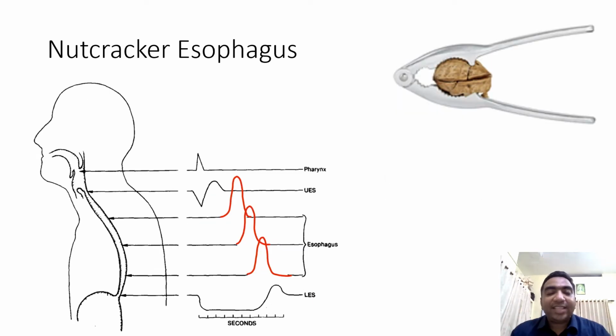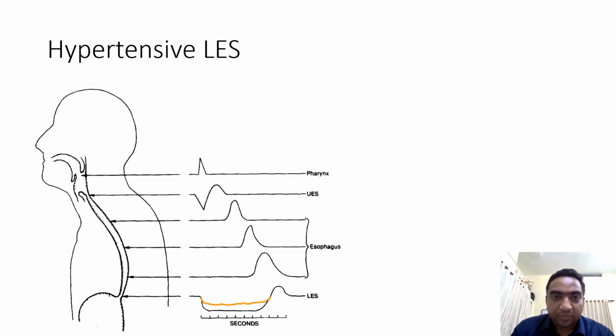Now, next thing which was found was Nutcracker esophagus. It is named Nutcracker because the contractions of the esophagus are very powerful. So like a nutcracker, the contractions of the esophagus are very powerful. That is the peristaltic wave. It is a problem in the esophageal body. We can see the amplitude of the peristaltic contractions is very high. This is classically seen in Nutcracker esophagus.